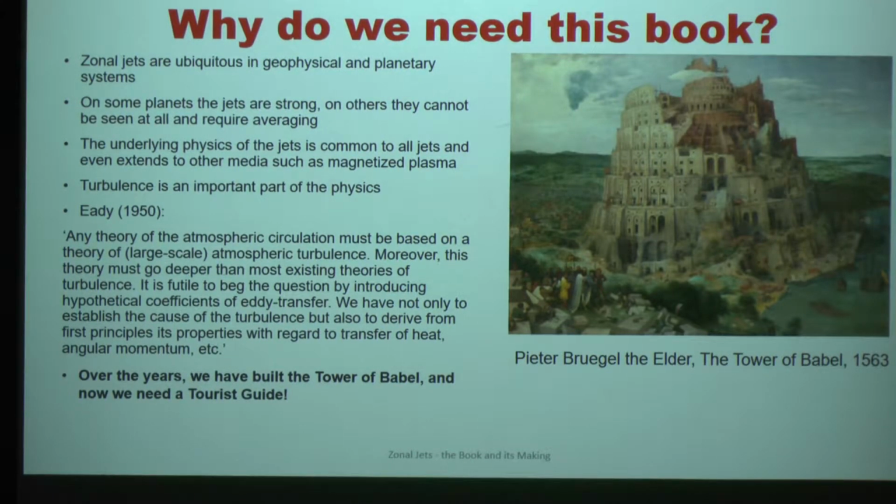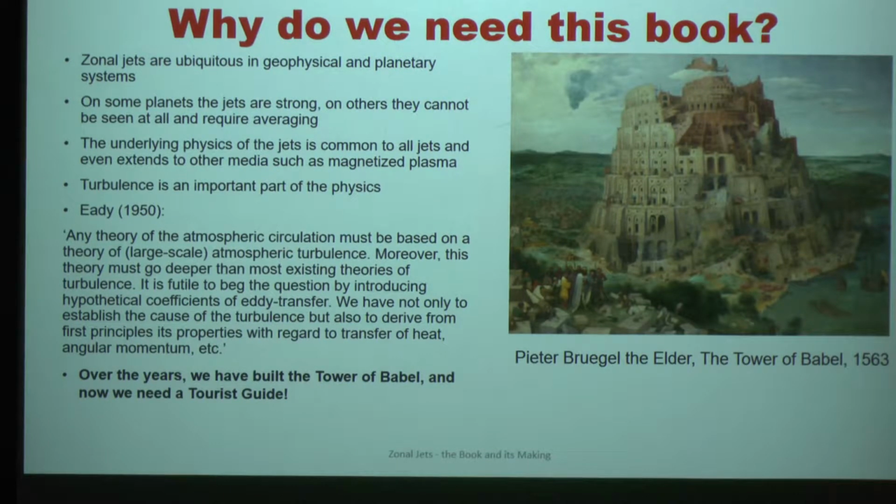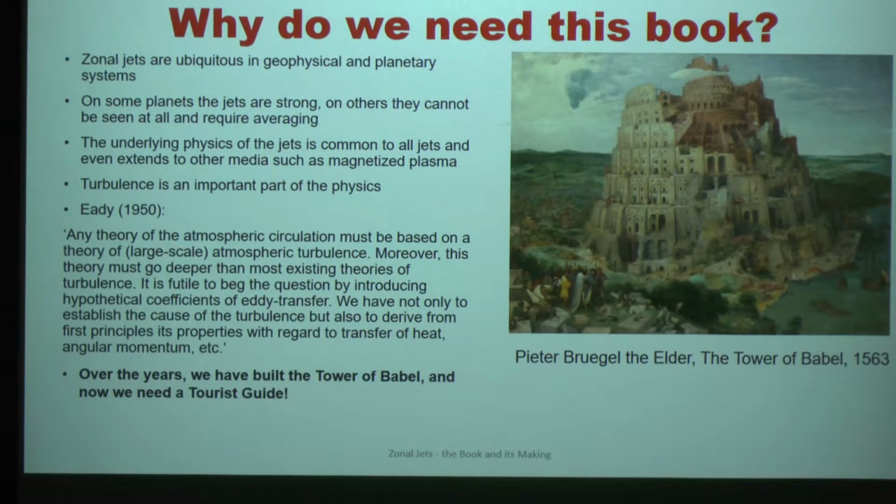He said any theory of atmospheric circulation must be based on a theory of large-scale atmospheric turbulence. Moreover, this theory must go deeper than most existing theories of turbulence. It is futile to beg the question by introducing hypothetical coefficients of eddy transfer. One has not only to establish the cause of the turbulence, but also to derive from first principles its properties with regard to transfer of heat, angular momentum, etc.